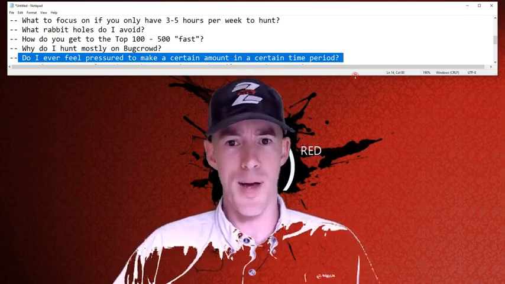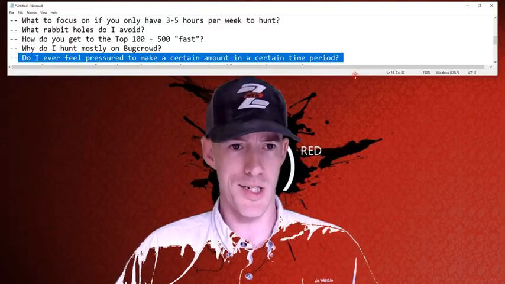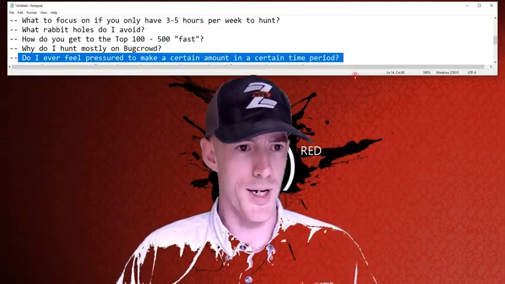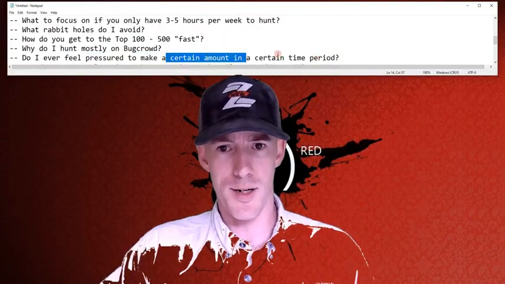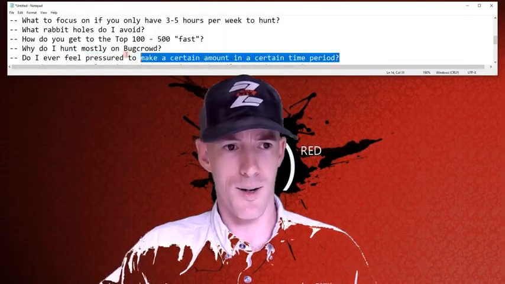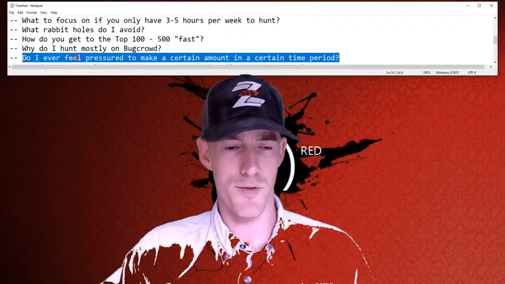I'm not going to keep making my goal higher and higher and higher because I don't need more money than that. That just gets greedy. So as far as feeling pressured to make a certain amount of money in a certain period of time, I think you just need to set goals that make sense for you that are achievable.